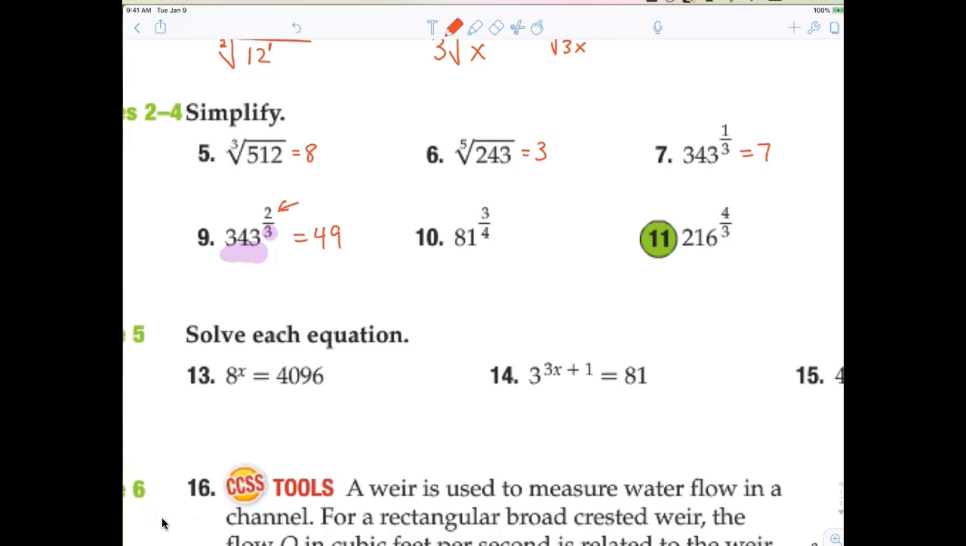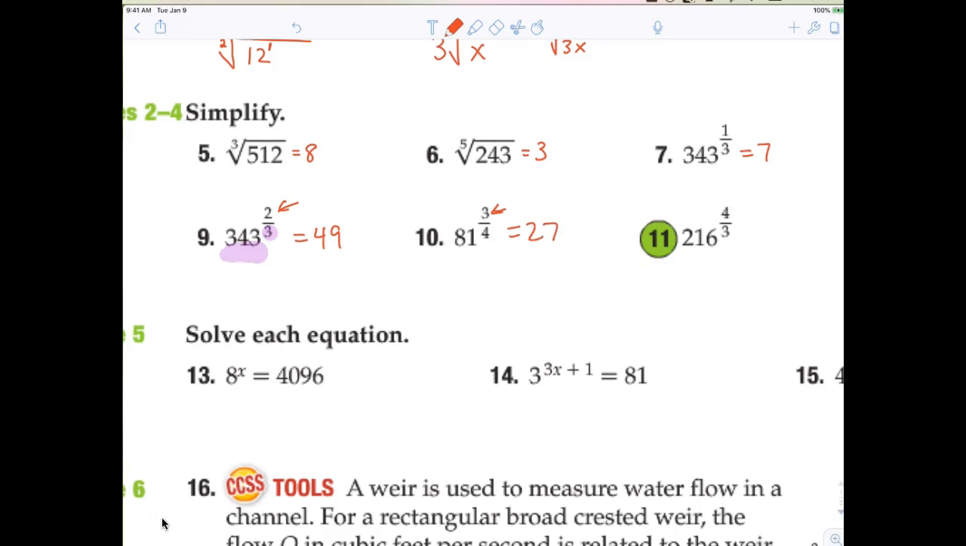Come on now. You got to listen. Stay with me. So what is the fourth root of 81? We should know that. What times what times what times what is 81? 3. And then 3 to the third power is what? 27. Guys, I want you to know that.